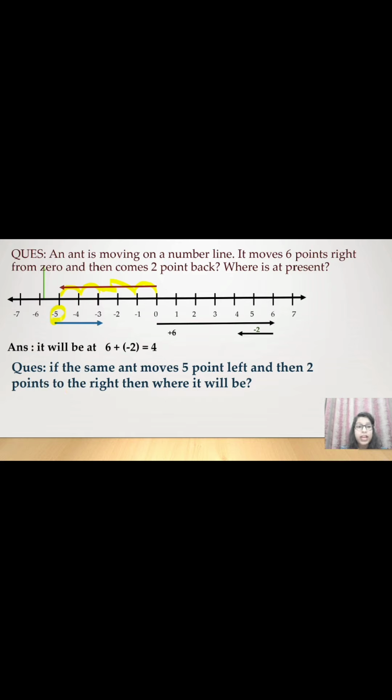The question says then 2 points to the right. It means from -5 the ant moves 2 points in the right direction, that is in the 0 side direction. So from -5 to -4 is 1 point and from -4 to -3 the second point. So the ant will reach -3, because it starts its journey from 0 to -5 and from -5 moves 2 points in the right direction. The ant will come at -3. So its present place is -3.